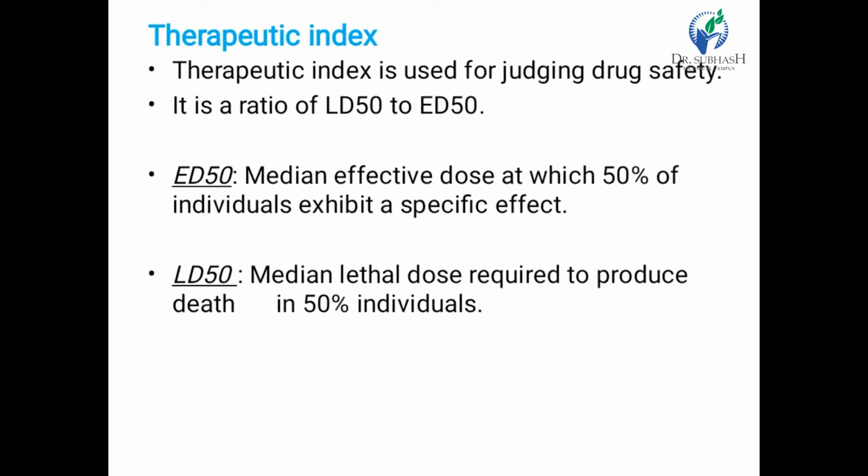Median lethal dose required to produce death in 50% of individuals, right? If you take any B drug, you can say, right? If the dose of B drug we administer is 30 mg, at the 30 mg dose of B drug, if 5 people from 10 people die, then this 30 mg dose is called LD50. Okay, lethal dose.